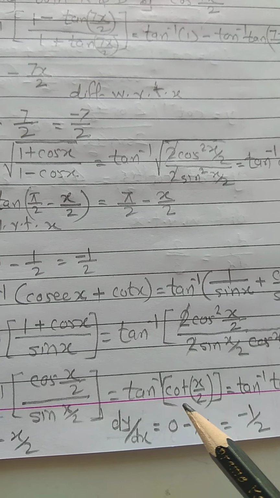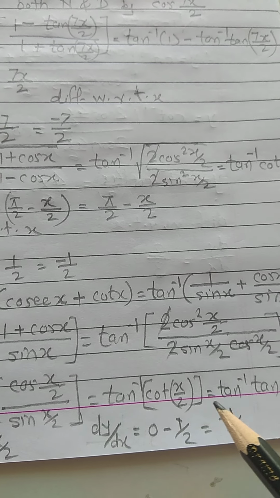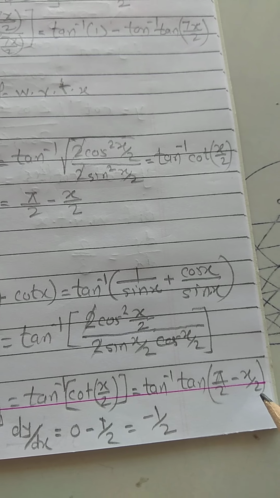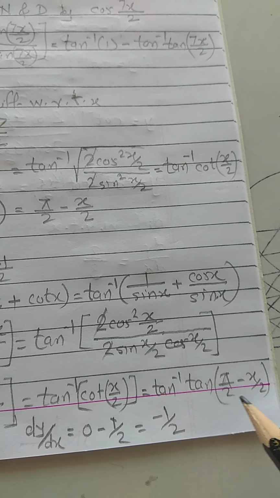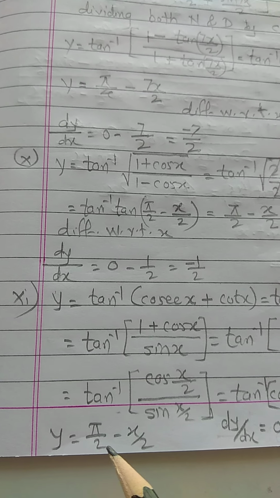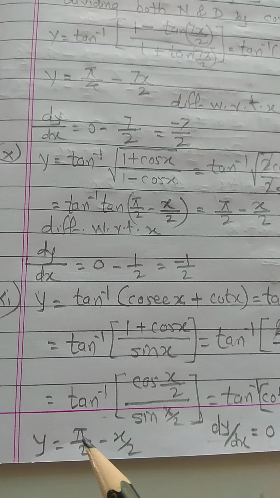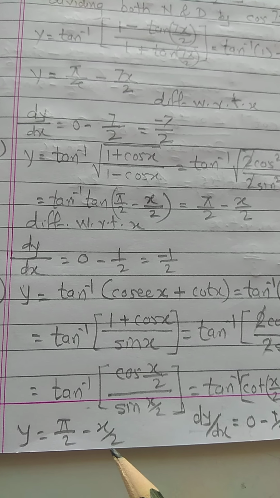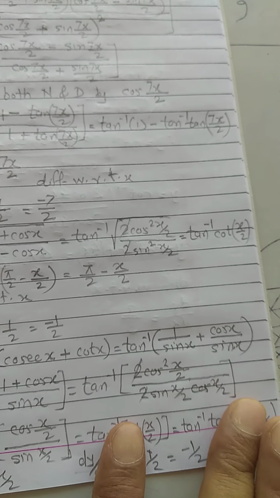Tan inverse of cot of x by 2 here. We will convert this cot into tan because cot theta is tan of 90 minus theta. Tan inverse of tan of theta is always theta only. Pi by 2 minus x by 2 is your simplified function y. Differentiating, we get the derivative of pi by 2 as 0, and minus x by 2, its derivative is minus half. That is the answer.